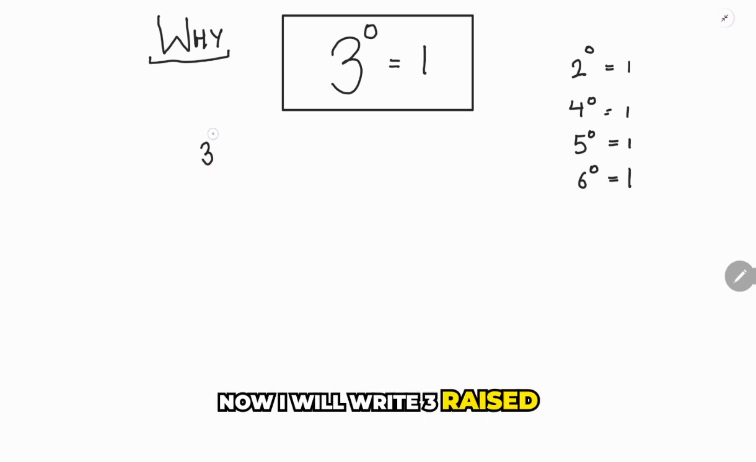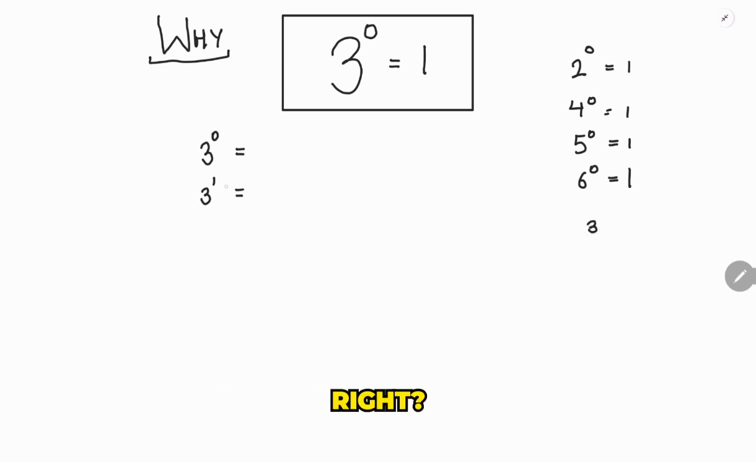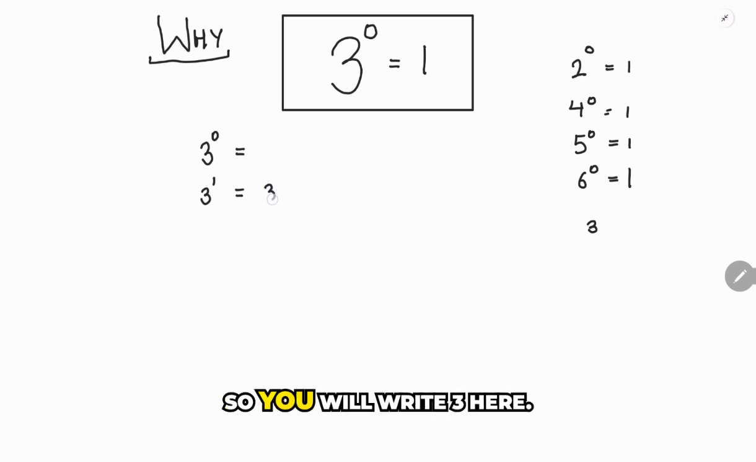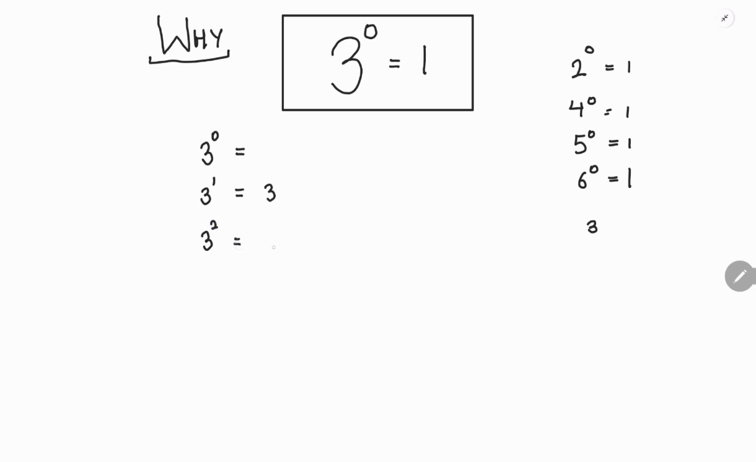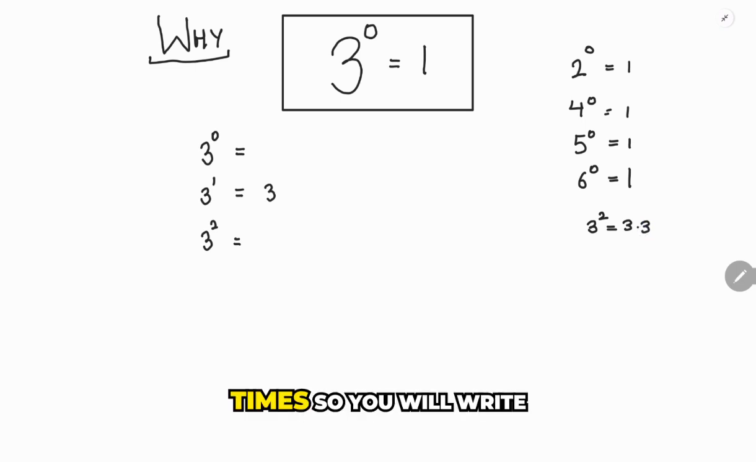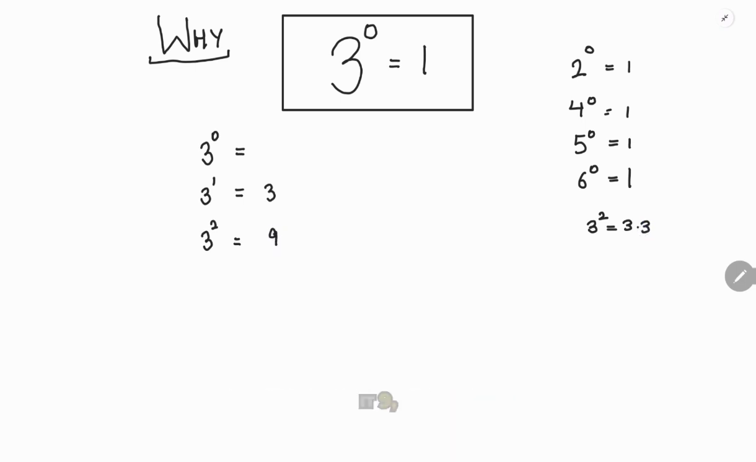Now I will write 3 raised to power 0 here. Suppose I don't know the value of 3 raised to power 0. Okay. I will just leave this space. And now tell me what is 3 raised to power 1. That means you are multiplying 3 by 1 time, right? This is exponent. So you will write 3 here. And now what is 3 raised to power 2? Then that means 3 raised to power 2 means 3 times 3. You are multiplying 3 2 times. So you will write it 9, right?